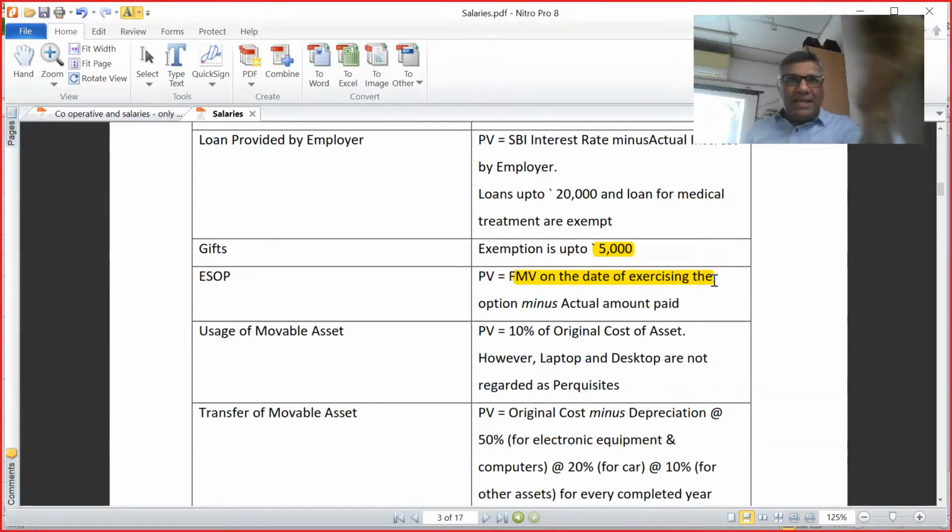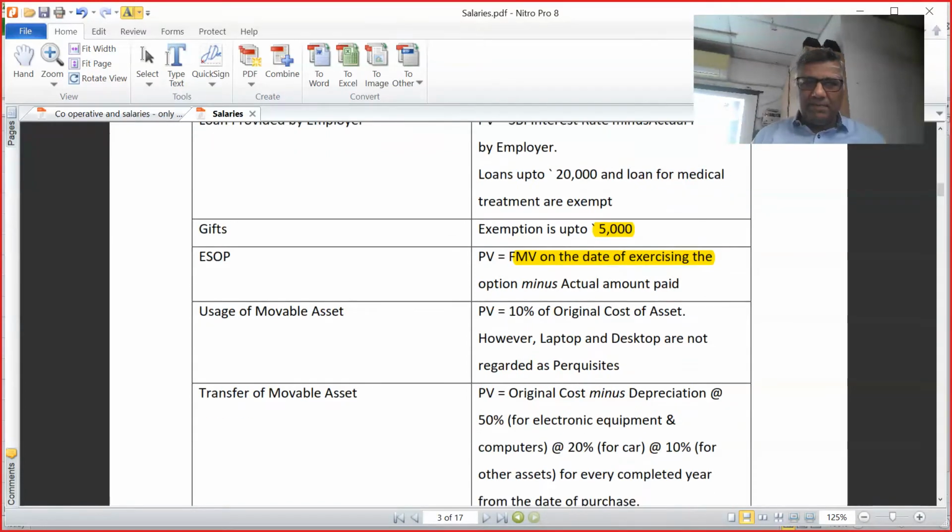The company buys back an ESOP share. What is the income? Buyback price minus FMV on the date of exercising the option. So that is what is already taxed. But there is an amendment to this provision in Finance Act 2020. We will see that.